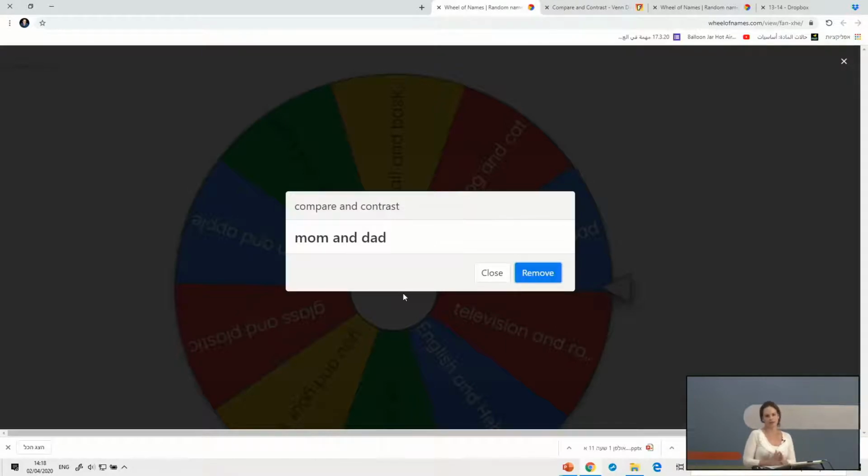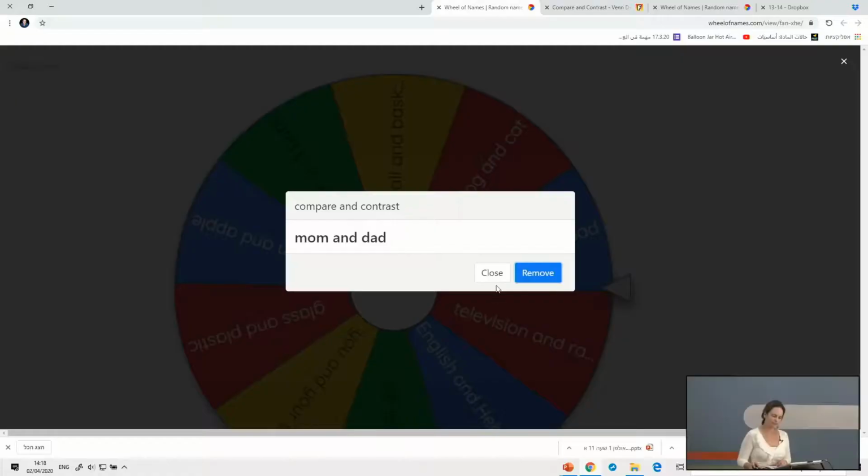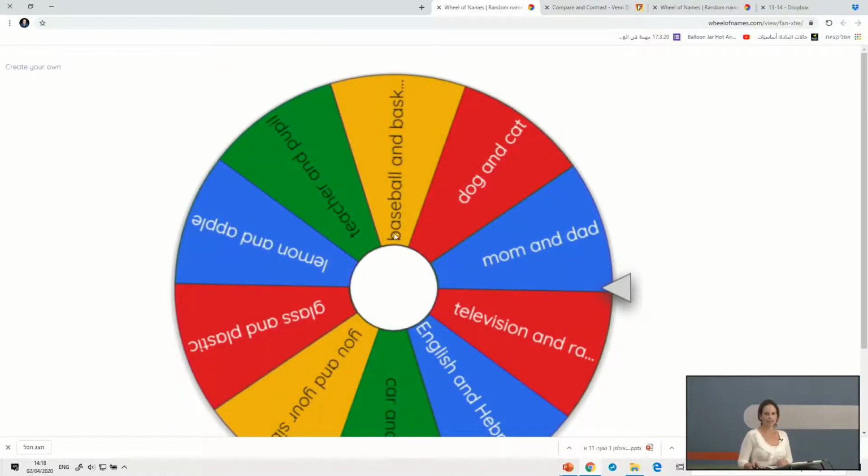Now I'm going to contrast them. My mom and dad are different in that my mom is a woman and my dad is a man. I have another one to show how they're different. My mom is American and my dad is Israeli. That also shows how they are different. Let's spin the wheel again.